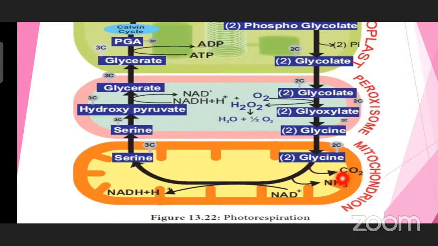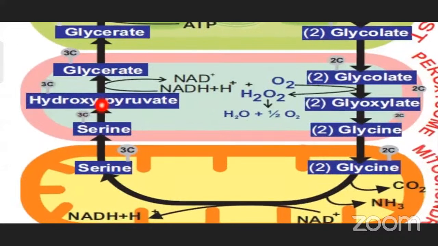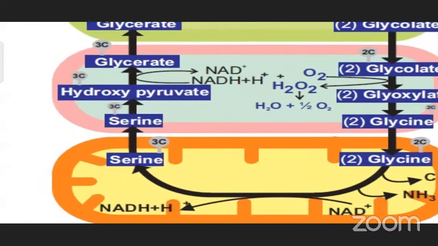Now because it is losing one carbon, the two molecules of glycines, 2 plus 2, 4 carbons were there. Of that 4 carbons, only 3 carbons are left over. So this serine is a 3 carbon compound. It is entering the peroxisome, where you can see it is going to become hydroxypyruvate. Why will it become hydroxypyruvate? Because it is losing the amine group here. It is going to become hydroxypyruvate.